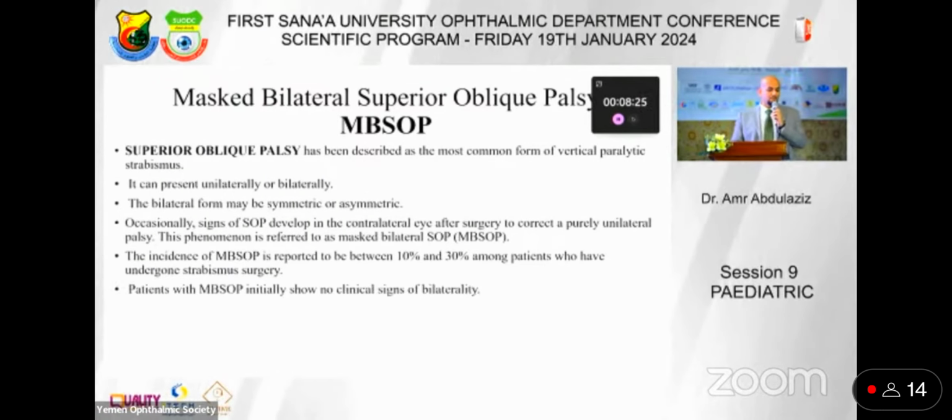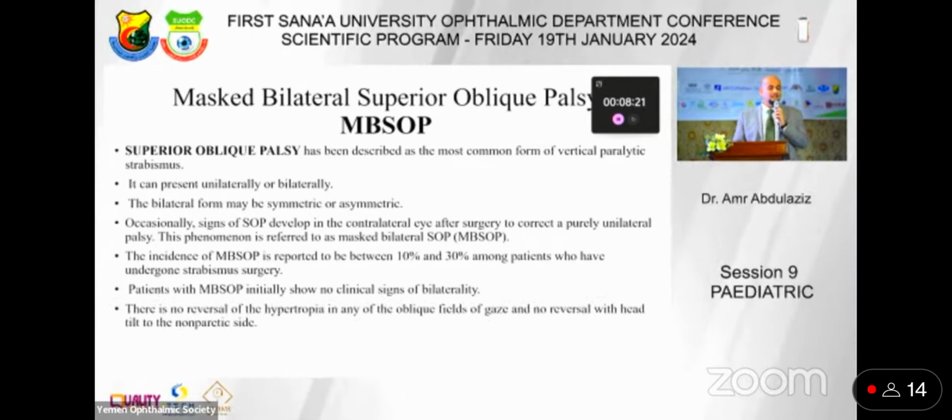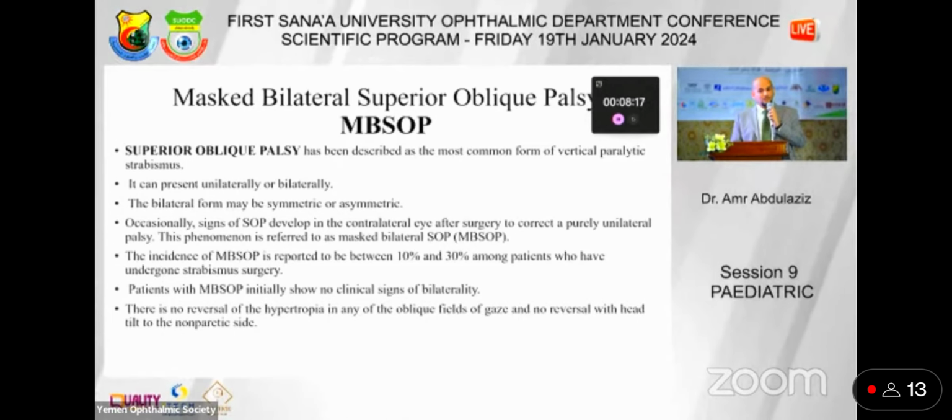A patient with masked bilateral superior oblique palsy initially shows no clinical signs of bilaterality, meaning there is no reversal of hypertropia, no excyclotorsion in the other eye, and no reversal of hypertropia on head tilt.